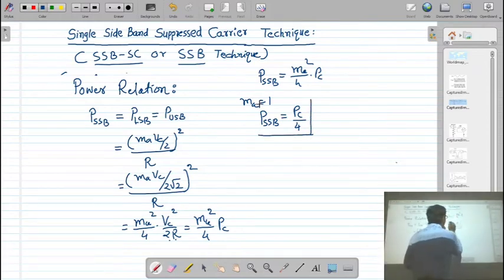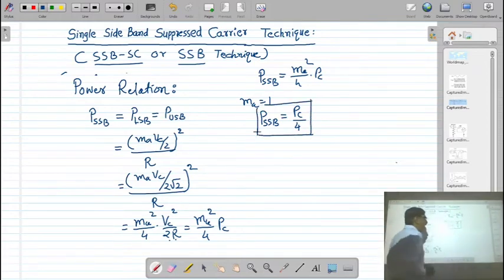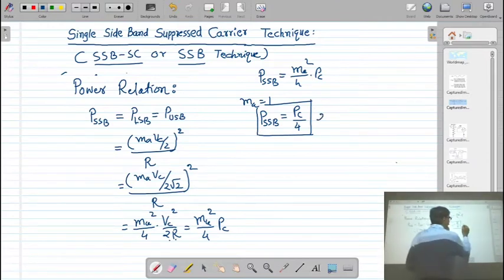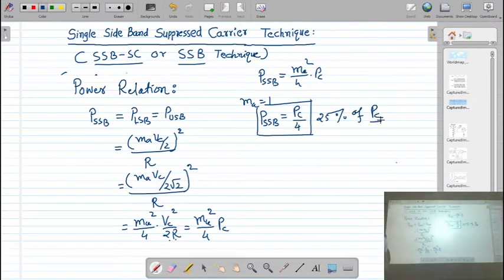Here, this indicates that only 1/4, 1/4 means 25% of the carrier is required to transmit the SSB wave. Okay. So now let us see what will be the power saving. So here we calculate the power saving in percentage.